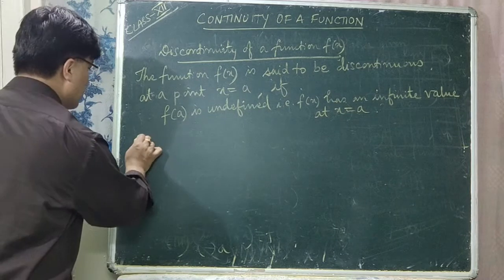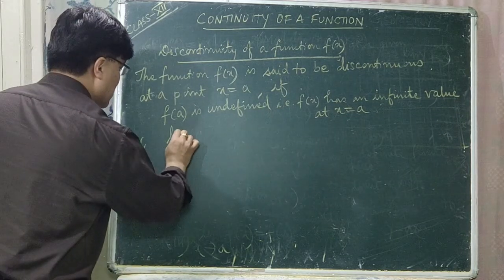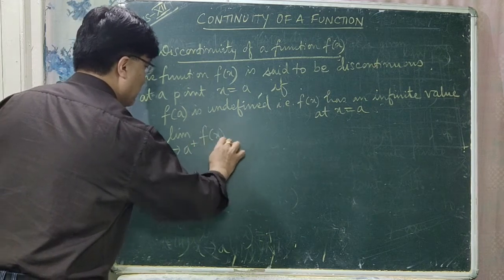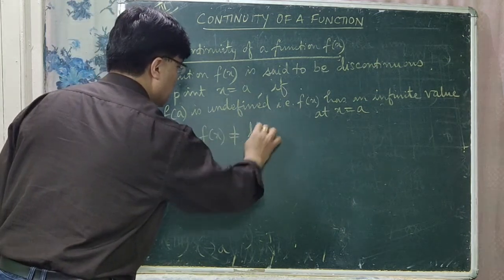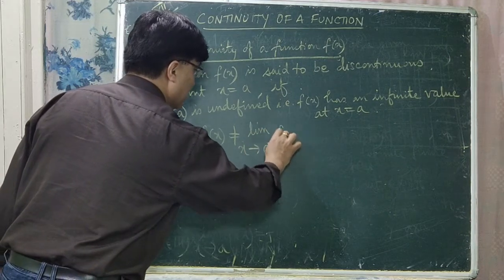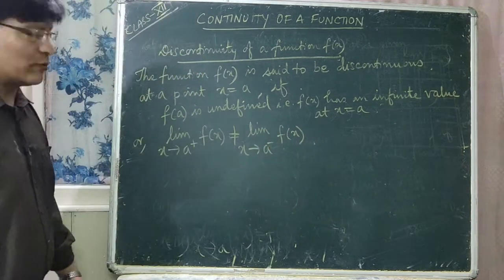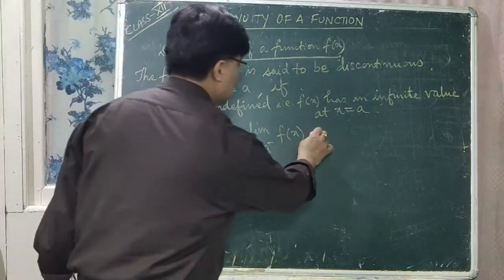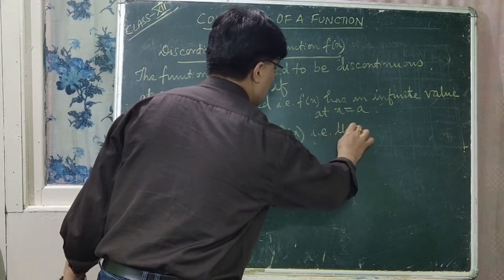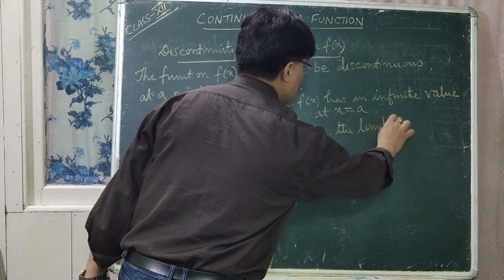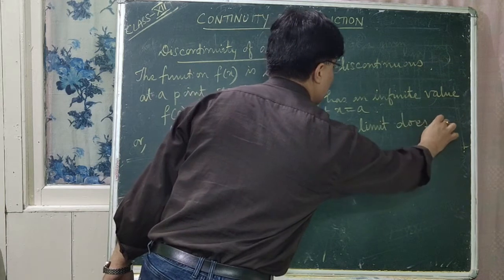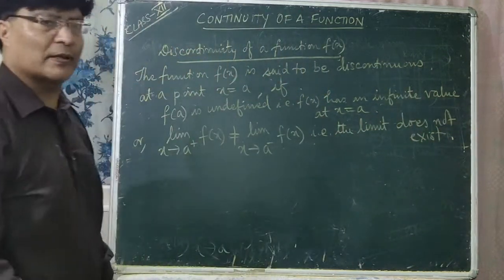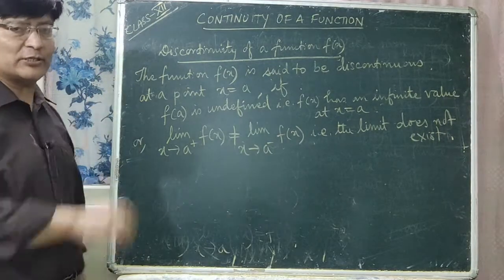Or it may be limit x tends to a plus f of x not equal to limit x tends to a minus f of x. That is, right hand limit is not equal to left hand limit. That is, the limit does not exist. Then the function f of x is discontinuous.